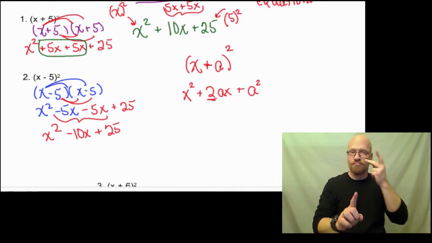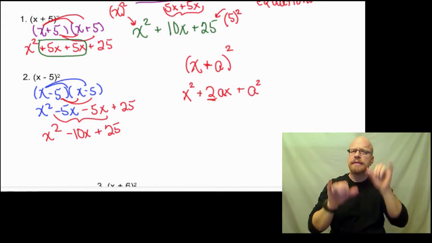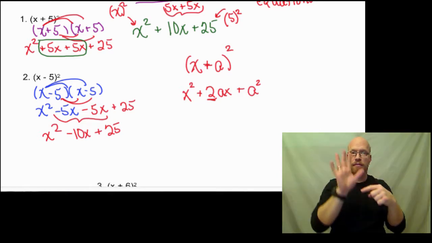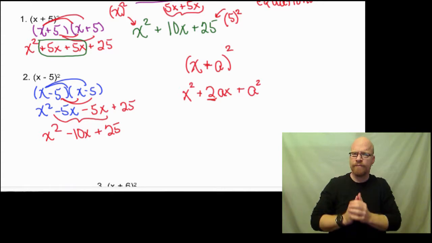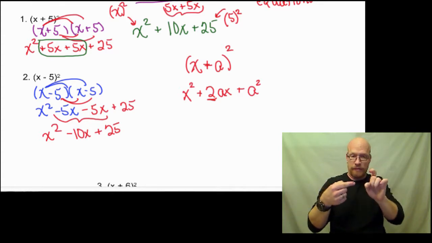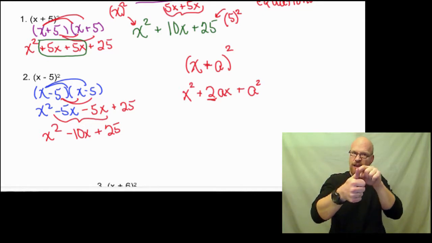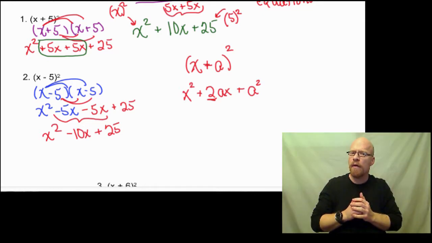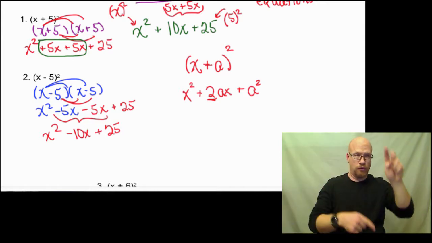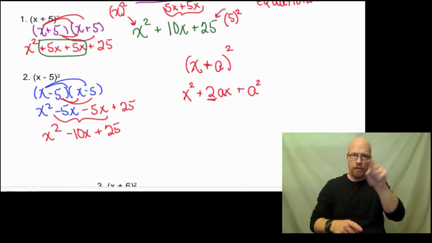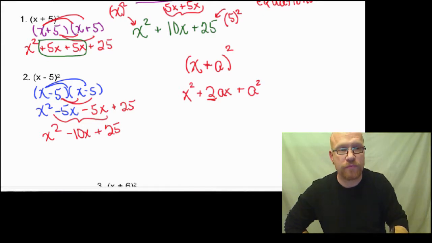Okay, so this pattern we've seen recently, 2ax, 2 times a times x, how do you get that? Remember, we had 5x plus 5x, that's 10x. Well, 10 is 2 times 5. And again, we had minus 5x and minus 5x, that's negative 10x. Well, negative 10 is 2 times negative 5. Now let's see if we can move on to x plus 6 squared. I'll see if we can give the trinomial without multiplying it through, just using our pattern.